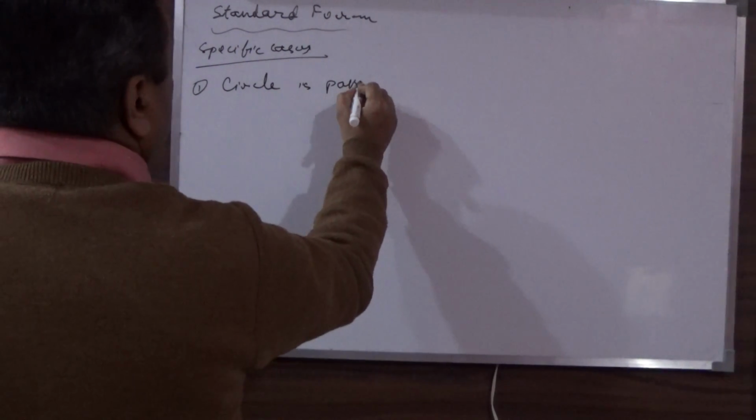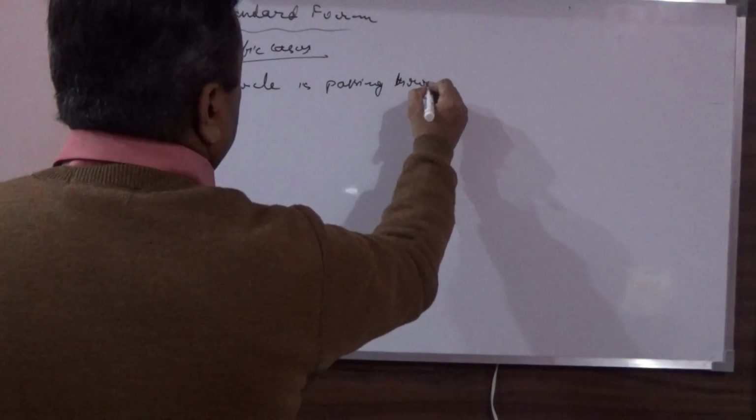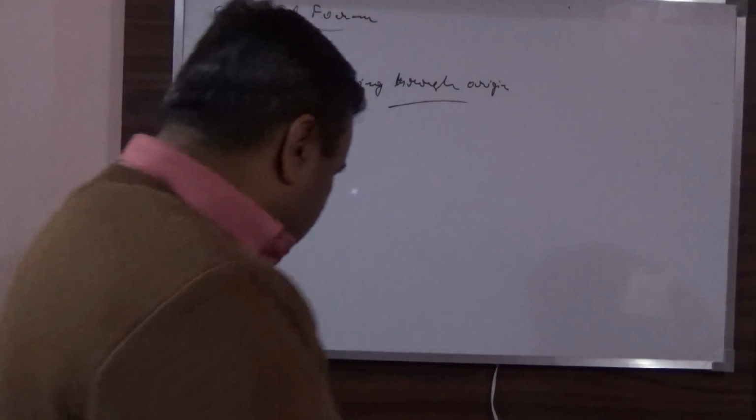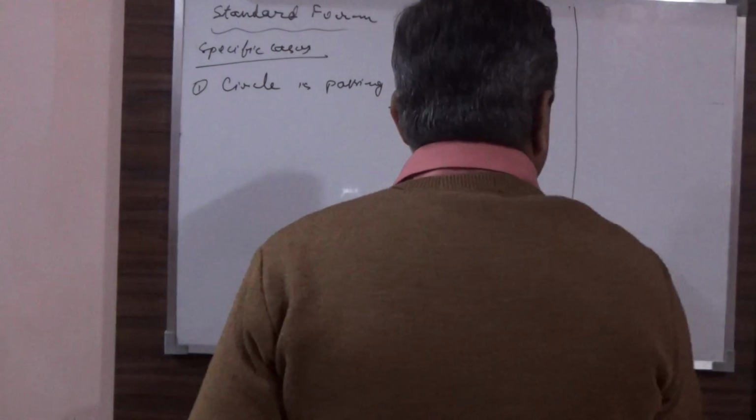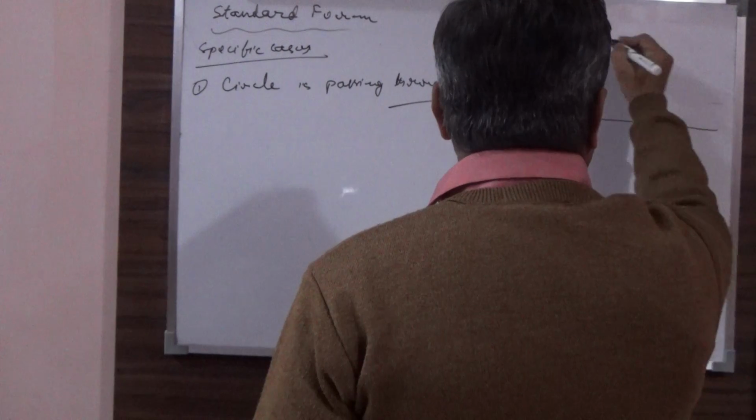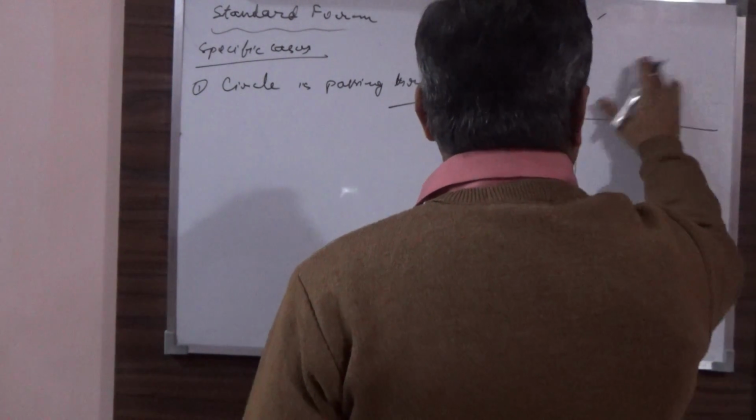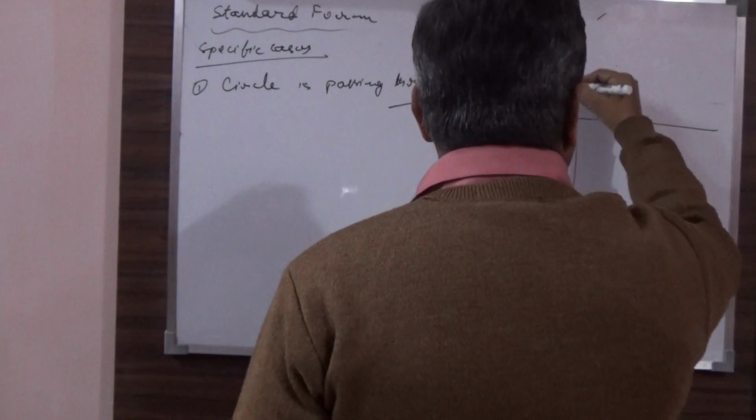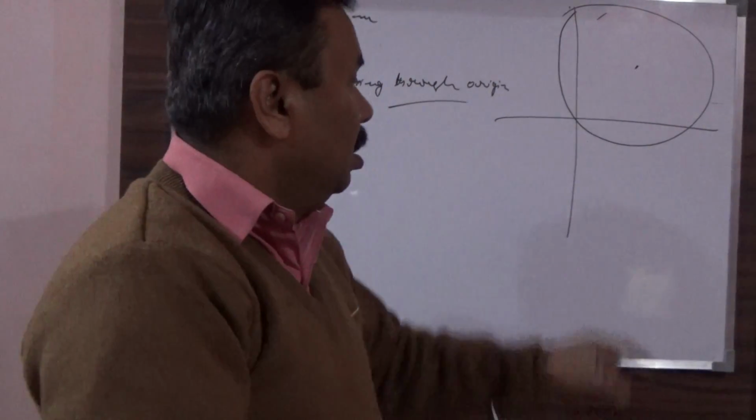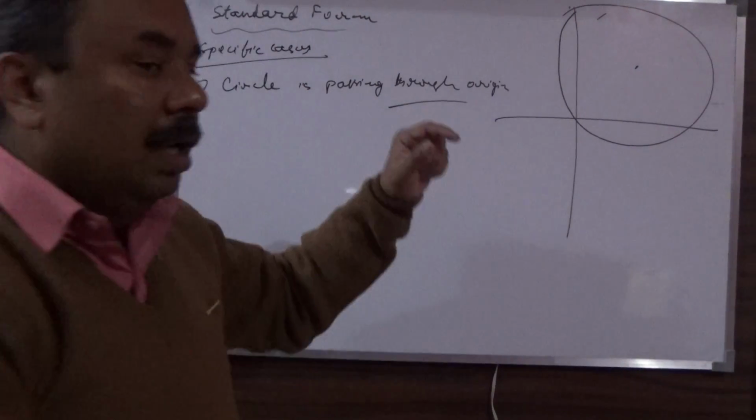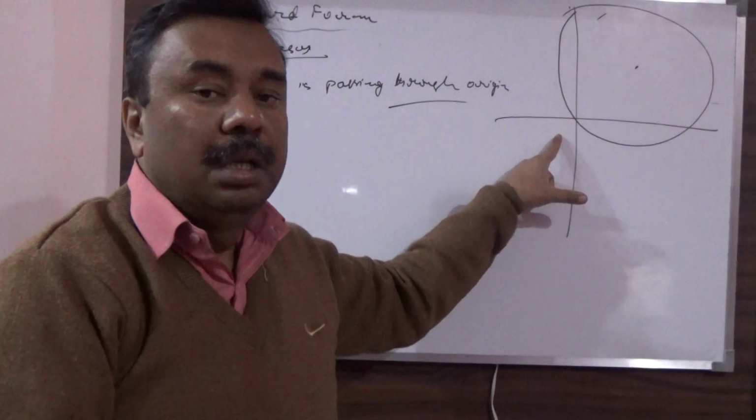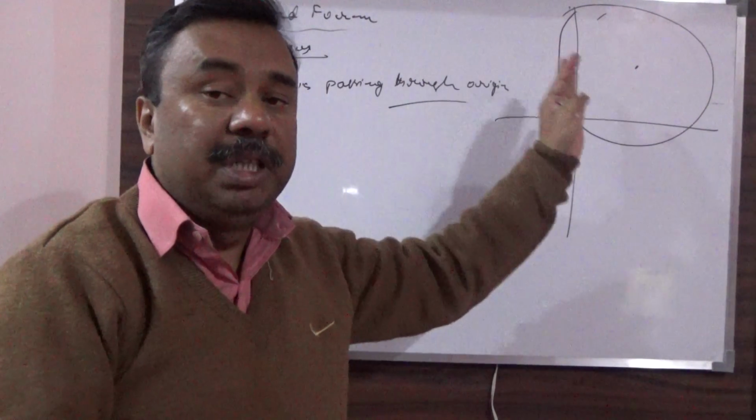Okay, in this case I will take the circle as passing through the origin. Now if the circle is passing through the origin, that means the radius is somewhere, the center is somewhere there, and the circle is like this. Okay, and the radius is somewhere there. The circle is passing through, that means the point (0, 0) is satisfying the equation of the circle, whatever will be the equation.